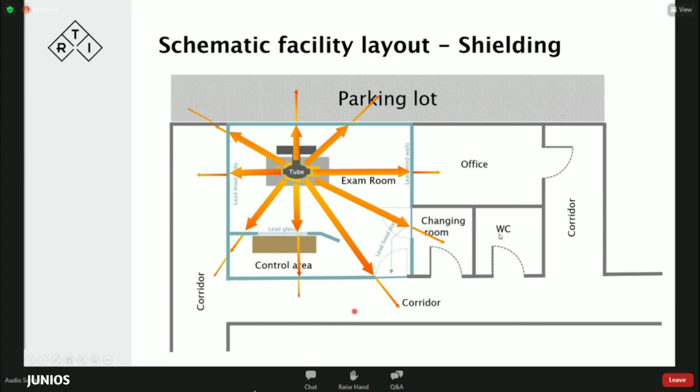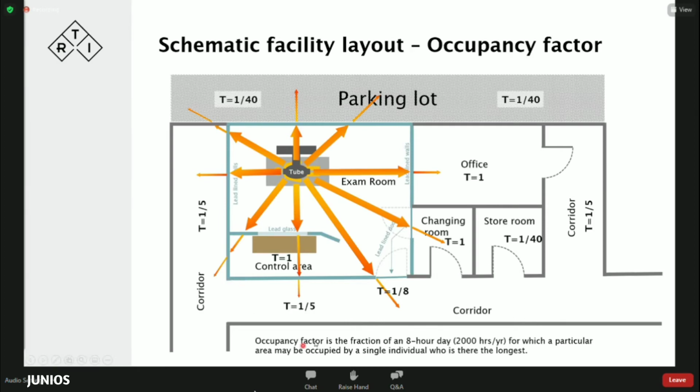The corridor, changing room, parking lot, which is outside. How do we estimate the time that persons occupying these other spaces can be when we talk about risk assessment? So there is one way, and that is through what we call the occupancy factor. Occupancy factor is defined as the fraction of an 8-hour day, which is 2,000 hours per year, for which a particular area may be occupied by a single individual who is there the longest.